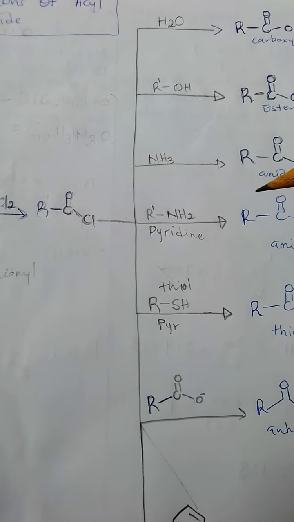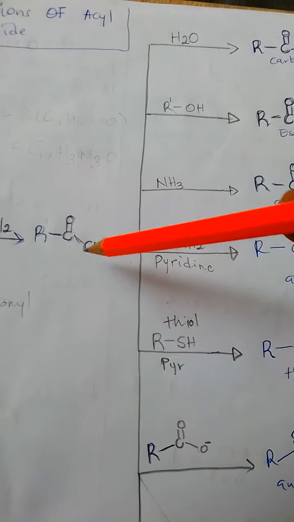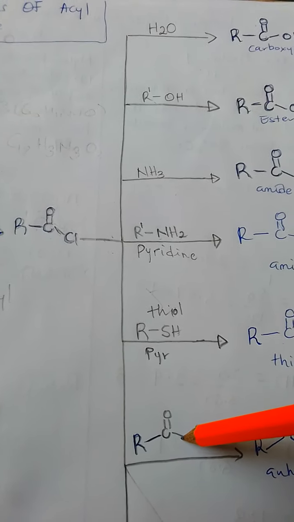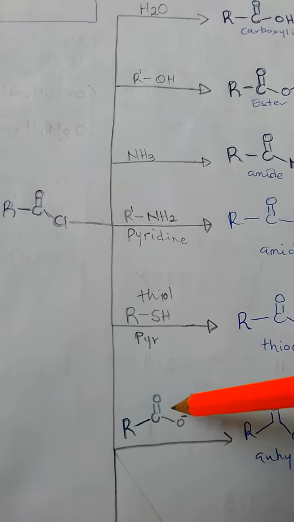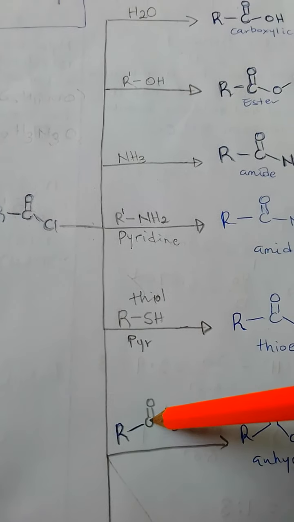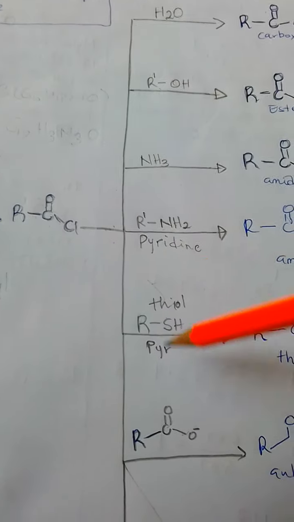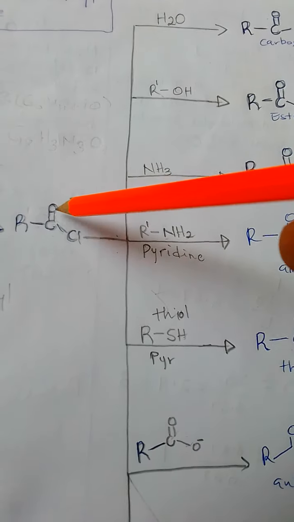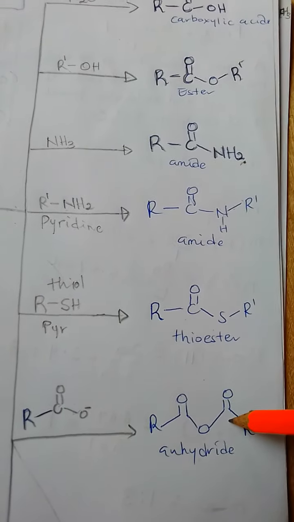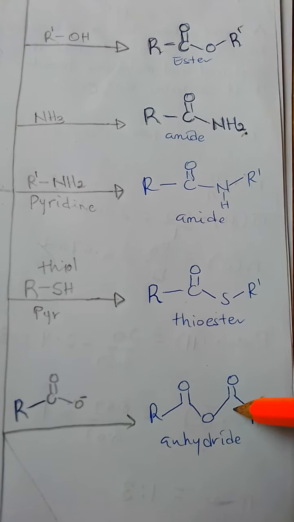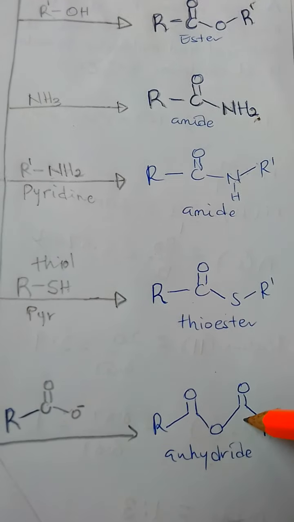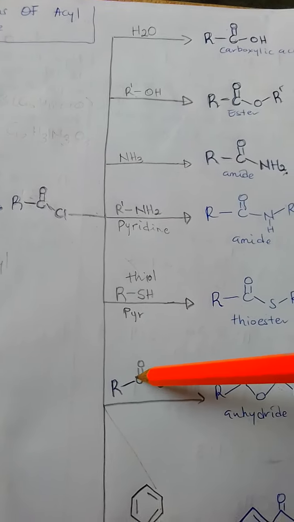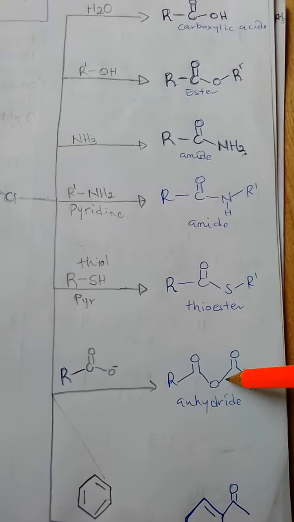The next reaction of acyl chloride is that between an acyl chloride and a carboxylate ion. As we looked at earlier, if you want to generate a carboxylate ion, you react a carboxylic acid with a base, say sodium hydroxide, you are going to generate a carboxylate ion. And the carboxylate ion reacts with acyl chloride to produce an acid anhydride, which is also a derivative of carboxylic acid. So a reaction between acyl chloride and the carboxylate ion generates an anhydride.